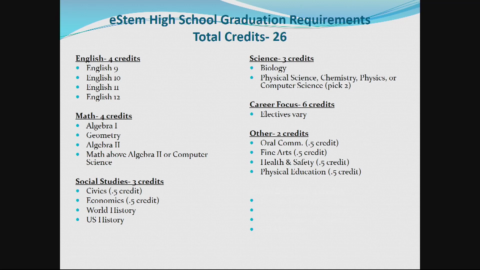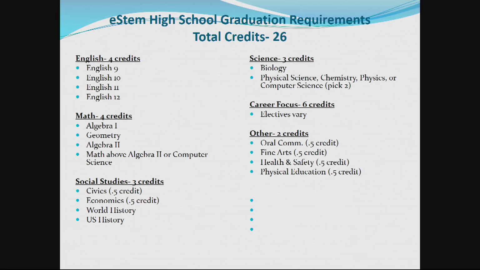They will need 3 credits for Social Studies, which includes Civics, that will be a half credit, Econ, that's a half credit, World History, and U.S. History. There are 3 credits required for sciences: biology, physical science, chemistry, physics, or computer science, and the students will be able to pick 2 of those options. Career focus, there is a total of 6 credits, and the other credits required will be oral communications, fine arts, health and safety, and physical education.